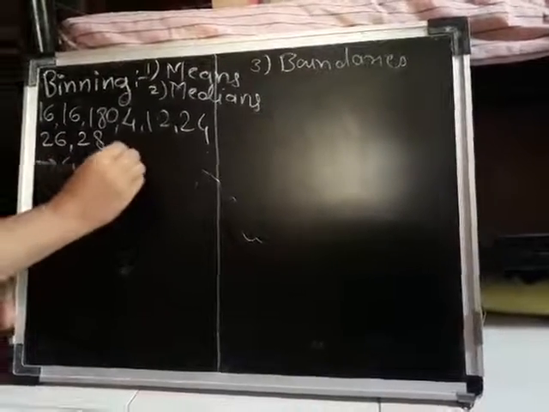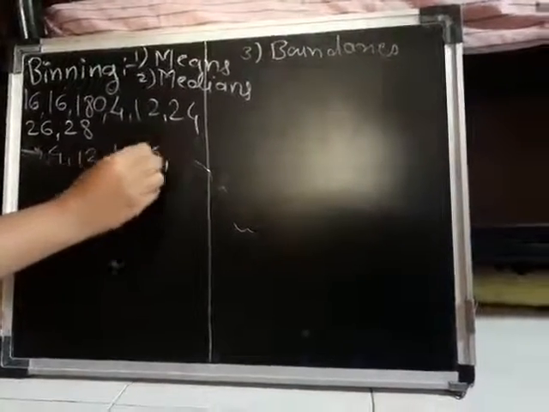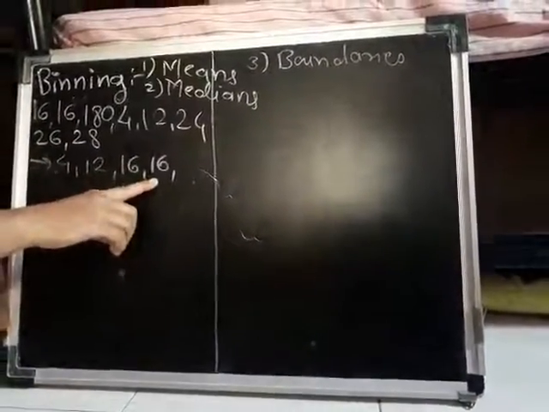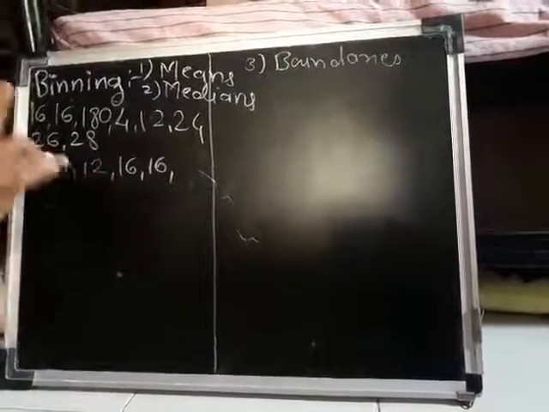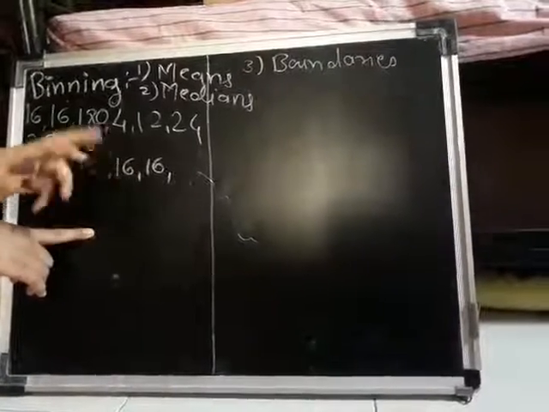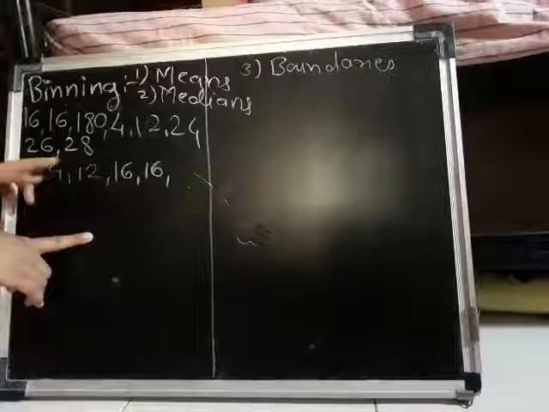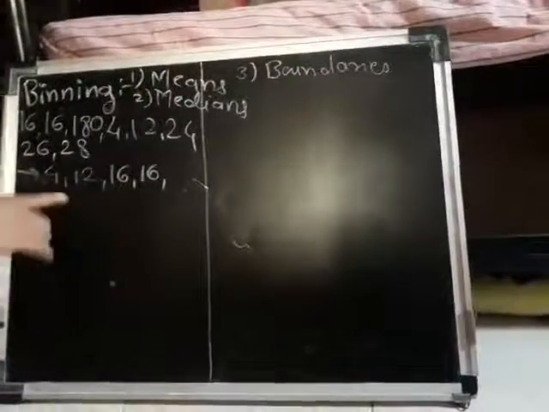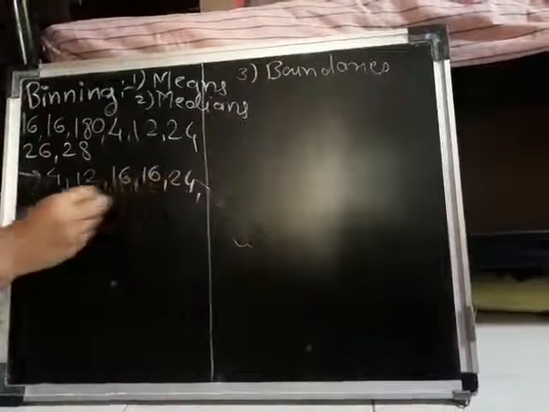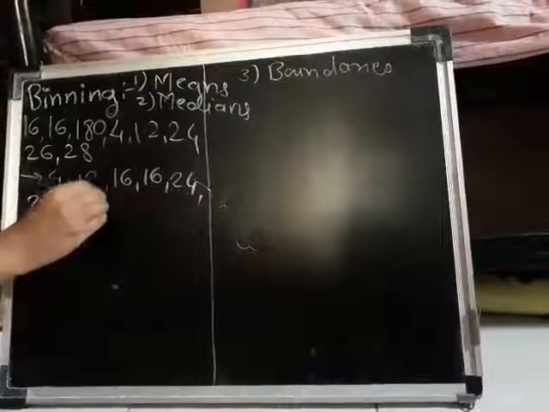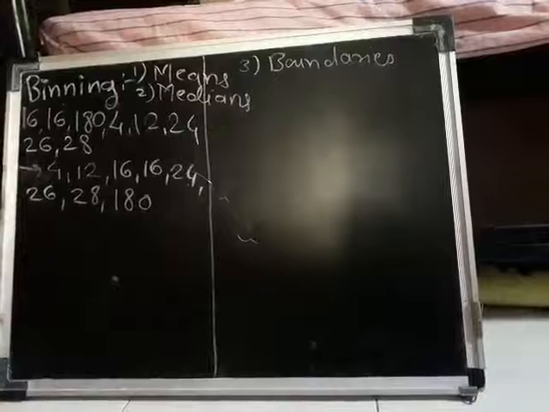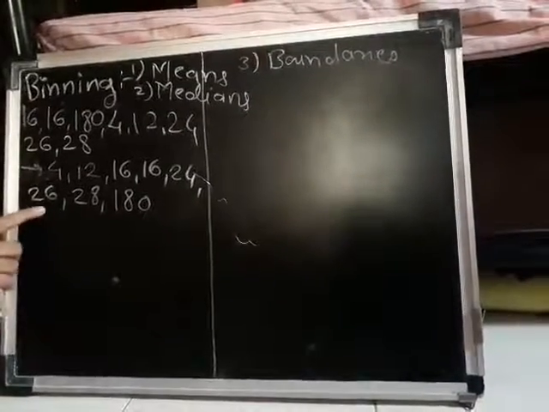4, 12, 16, 16. So here 16 comes 2 times. So no need to delete the duplicates, right? It is not clustering. If it is an example of clustering, we will delete the duplicate values. But it is an example of binning, so it will retain both 16 values. So 4, 12, 16, 16, then 24, 26, 28 and 180, right? So this is the first step. If data is not in sorted order, we have to first sort the data.